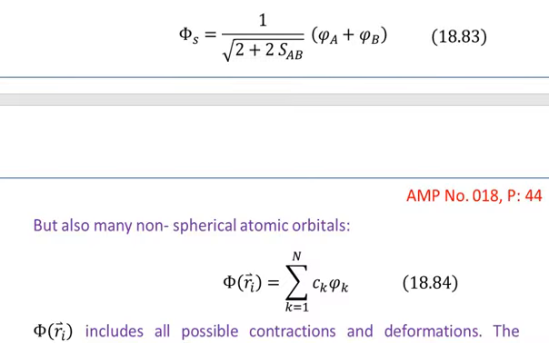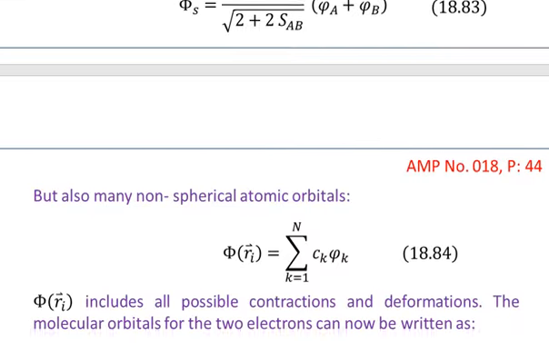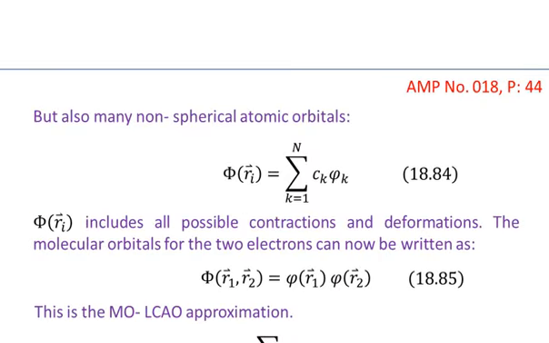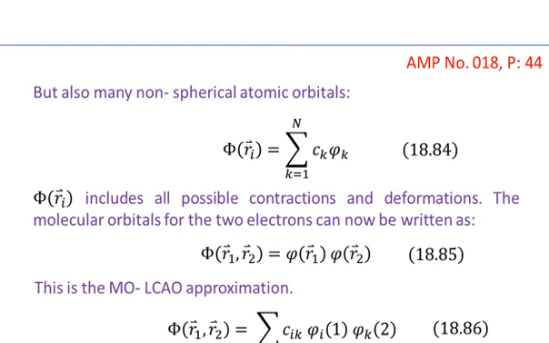We can combine their contributions, or this contribution due to equation number 83 can be considered to be contained in equation number 84. And in addition to that, equation number 84 contains non-spherical atomic orbitals. Phi of Ri includes all possible contractions and distortions. The molecular orbitals for the two electrons can now be written as phi of R1 and phi of R2.